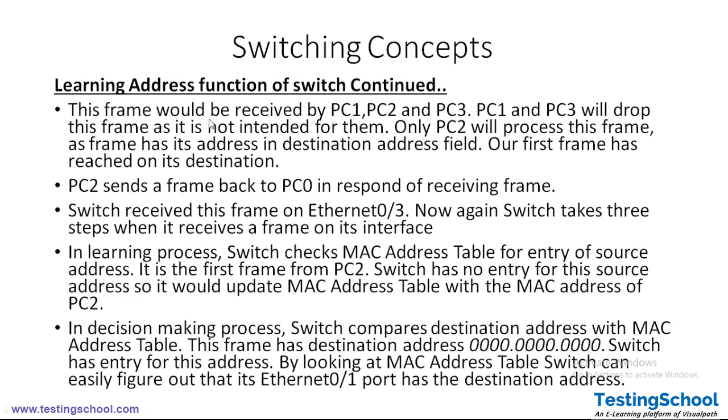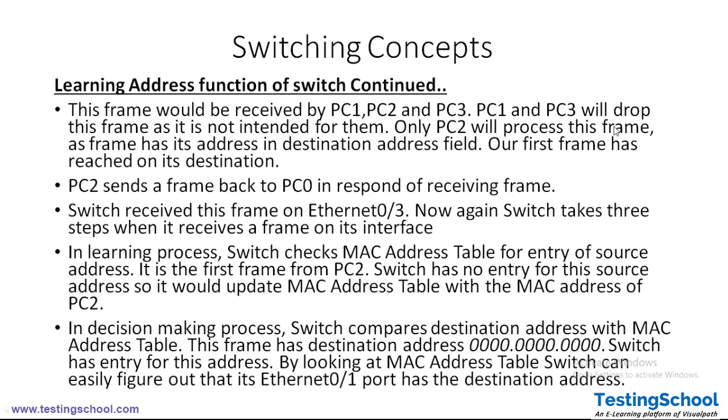Now the learning address function of the switch continues. What will happen is this frame would be received by PC1, PC2, PC3. As I told, it is getting flooded to all the other ports except the incoming port. The incoming port was Ethernet 0/1, so except 0/1, it will get flooded on all the other ports. So PC1, PC2 and PC3 will receive this frame.